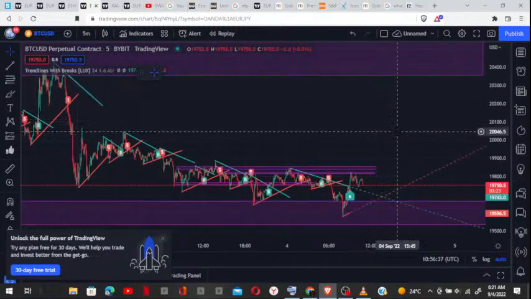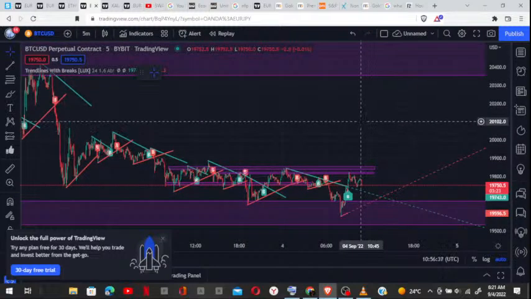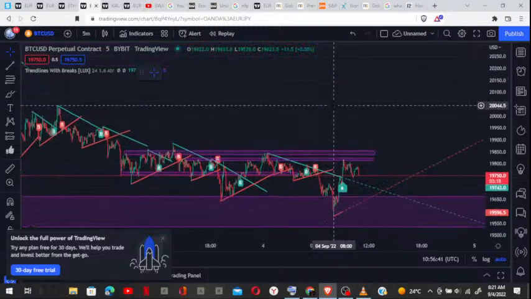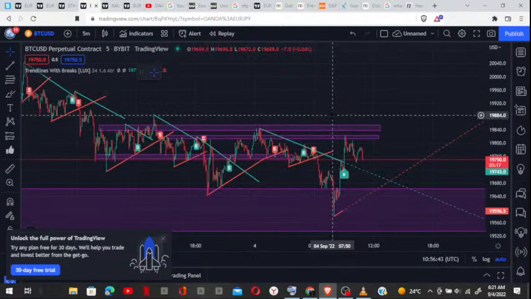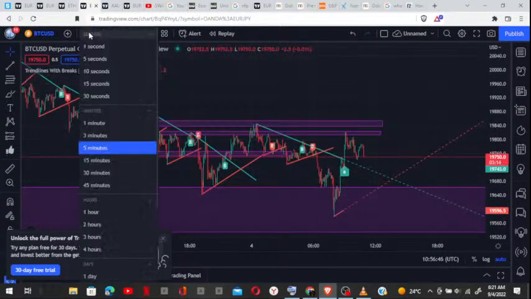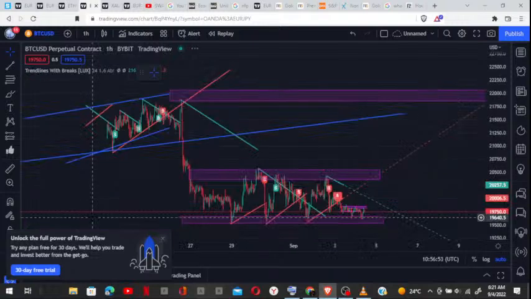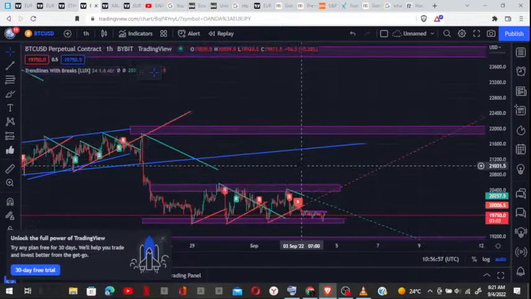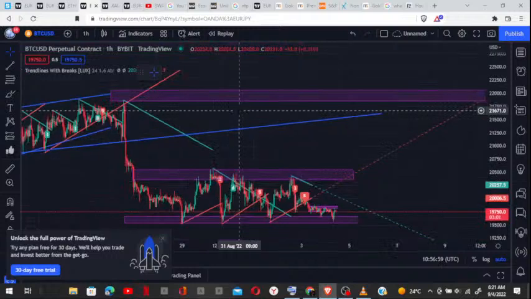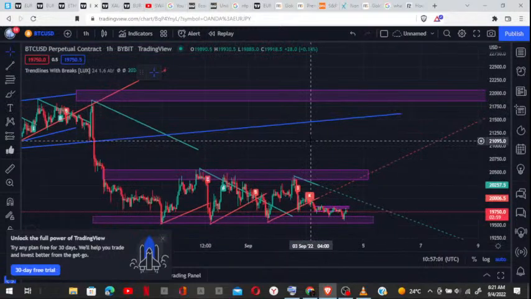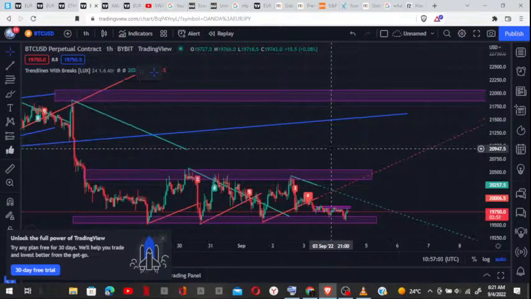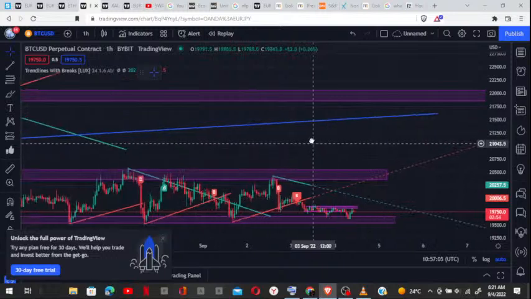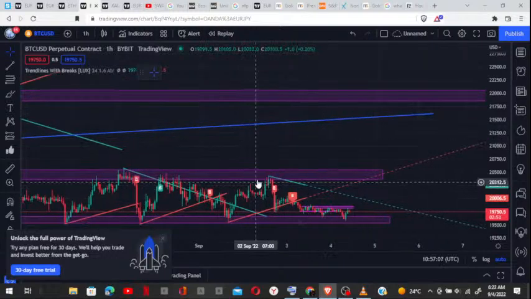So we're gonna zoom out. Where is it? Let me go to 1 hour so that you can have. So in the 1 hour time frame, guys, this is what we have for Bitcoin USDT. This is our support and resistance.